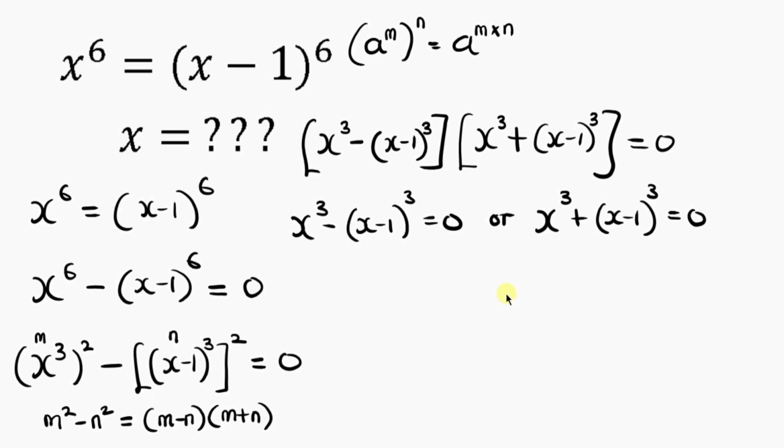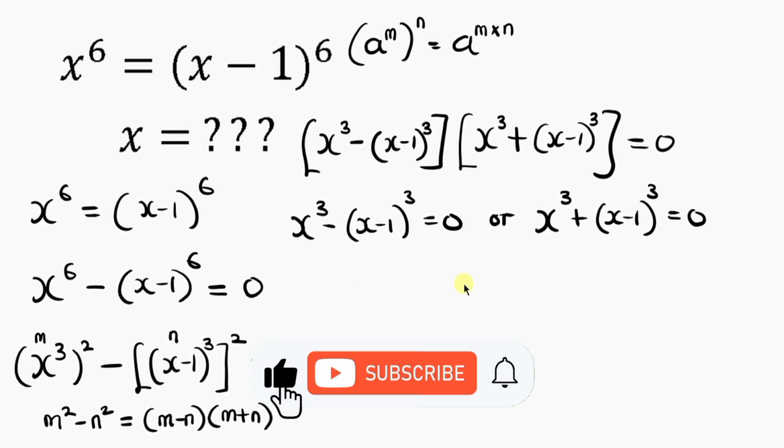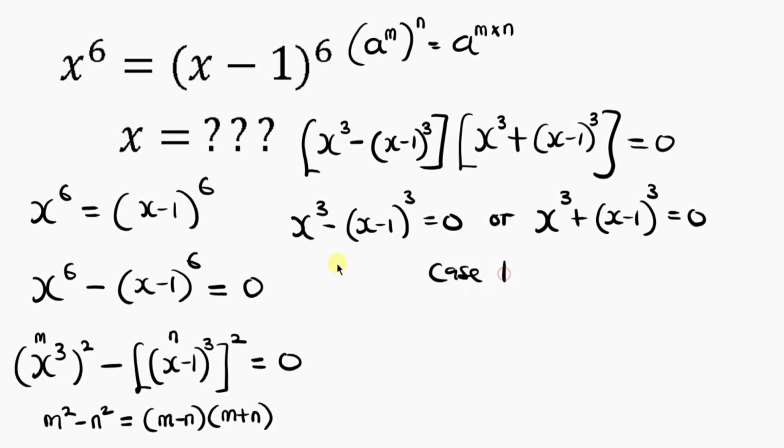So I have two equations to solve here. I have this to solve and I also have this to solve. So I'm going to be solving them one by one. So I'll be taking this one as case 1. So let me take this as case 1. So for case 1, I have x to power 3 minus (x minus 1) to power 3 equal to 0. Now, take a good look at what we have here.